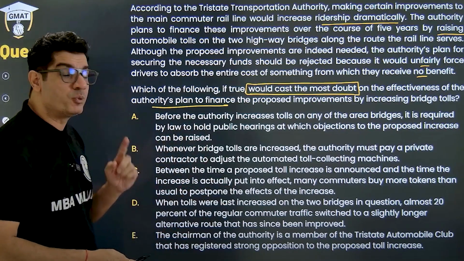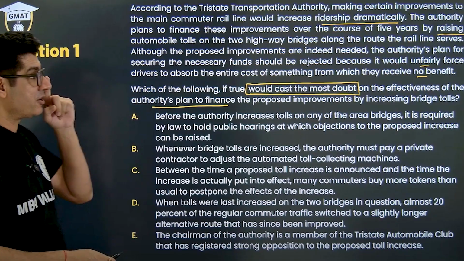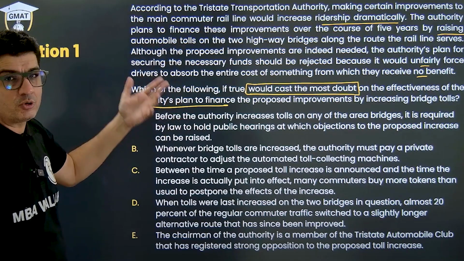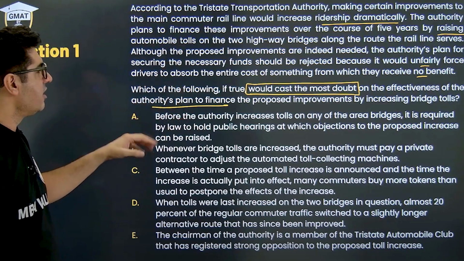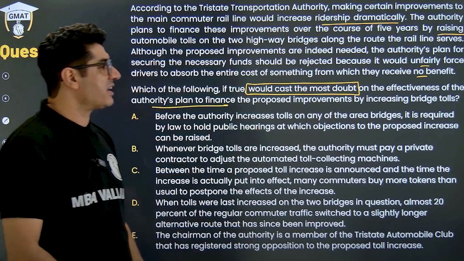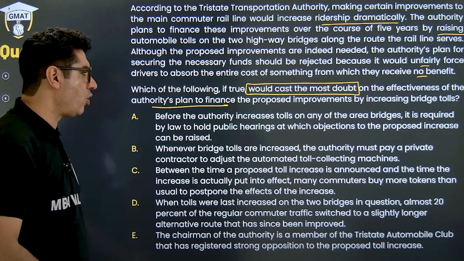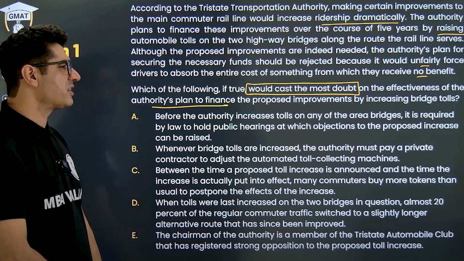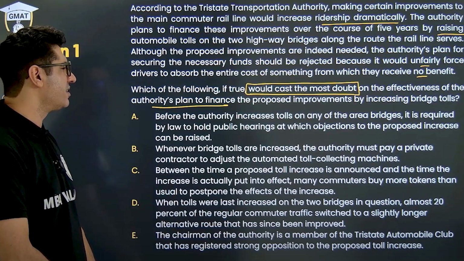But we want to weaken it. We want to somehow say that no, this plan is not going to work. So let's start. A, before the authority increases tolls on any of the area bridges, it is required by law to hold public hearings at which objections to the proposed increase can be raised.